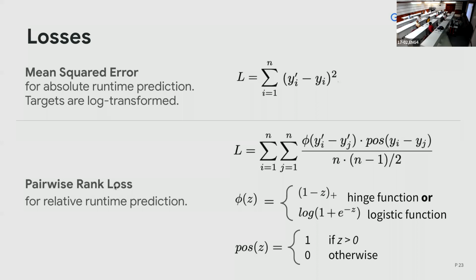But we also consider pairwise rank loss, and this is because in some tasks we don't really need to predict the absolute runtime. We only care about the ranking between the configurations, right? Given the kernel, we just need to know what is the best tile size, for example. So we don't really need to predict the absolute runtime. We just need to select the best one. So we consider using pairwise rank loss as shown in the second equation.